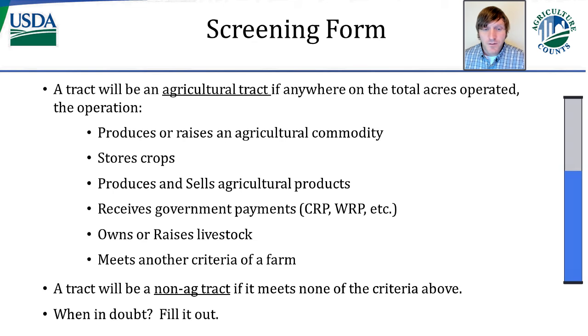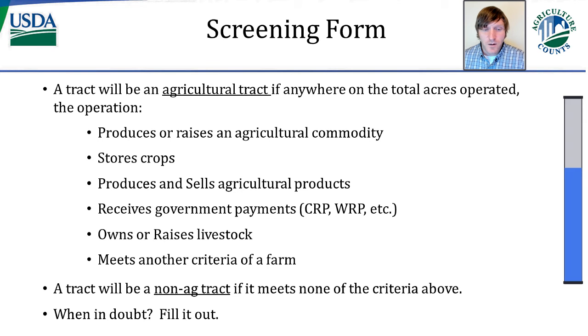If the respondent answered yes or don't know to any of the screening questions from column 8 through 16, then you must complete an ag tract questionnaire for this operator because agricultural activity has been determined. Don't forget that the screening questions refer to the entire operation, not just the tract acres.